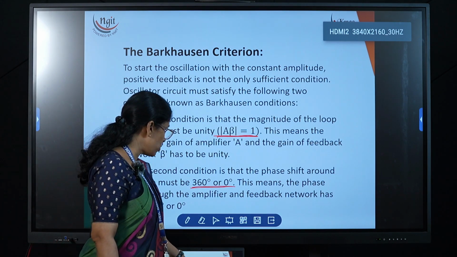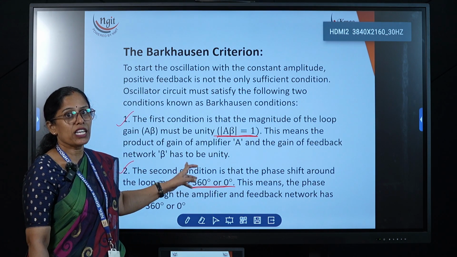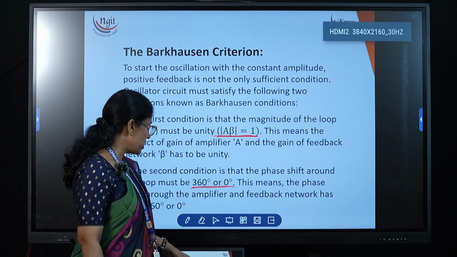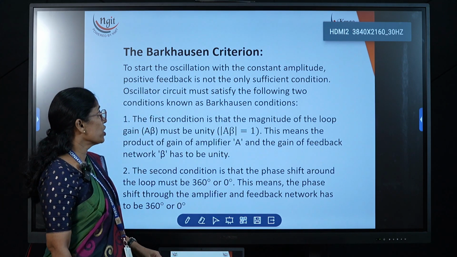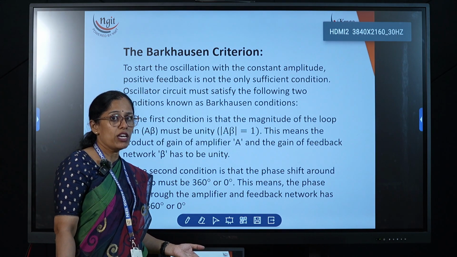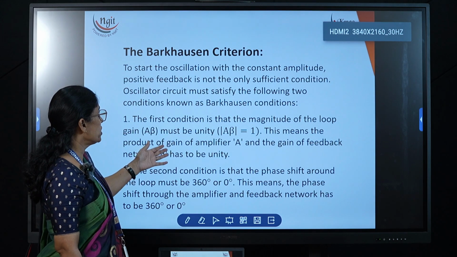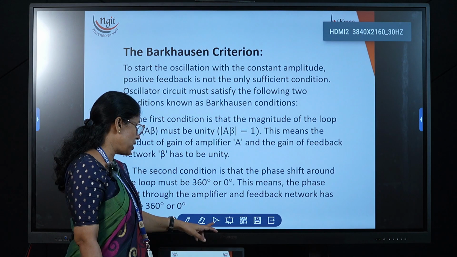Now 360 or 0 degrees means what? It is in phase. Whatever feedback we are applying is in phase with the input signal. So that is nothing but 360 degrees or 0 degrees. If these two conditions are satisfied, then only the oscillator circuit, or an electronic circuit, will generate the oscillations. These two conditions we also call the Barkhausen criteria or conditions for oscillations.